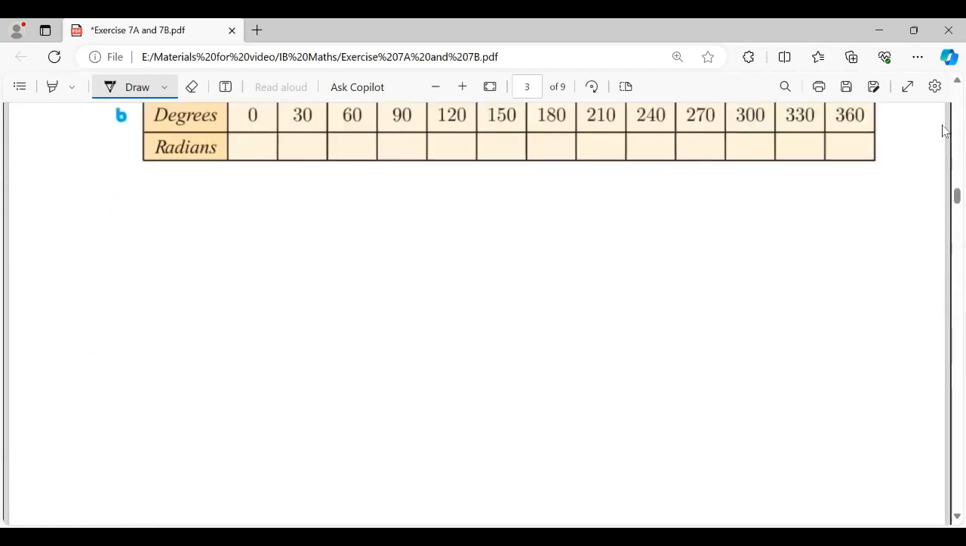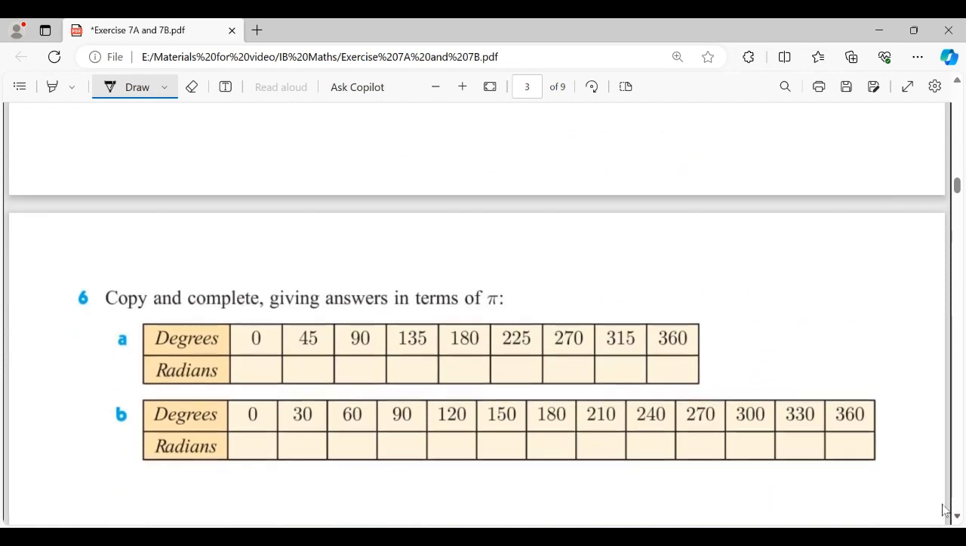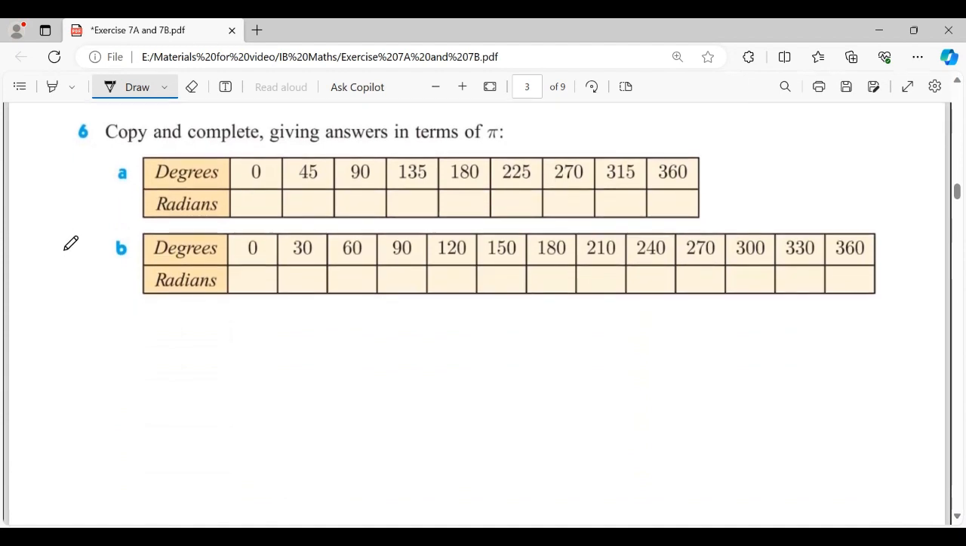Next number 6. For number 6, this is copy and complete, giving answers in terms of pi. Firstly, this 0 degrees. We will convert to radians. It means 0 times pi over 180. Of course, 0. So this is 0 here.